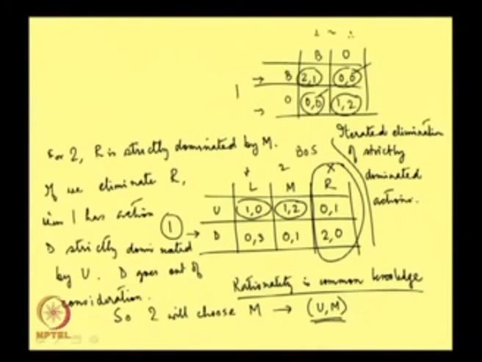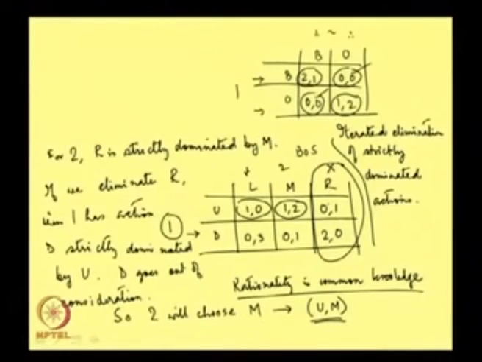Okay. So, step by step, we are eliminating one action after another, the actions which are strictly dominated. First, in this elimination process, what is important is that the players are rational, and not only are the players rational, they know that the other players are also rational. So, here we are starting from player 2. Player 2 has this action R, which is strictly dominated by M.